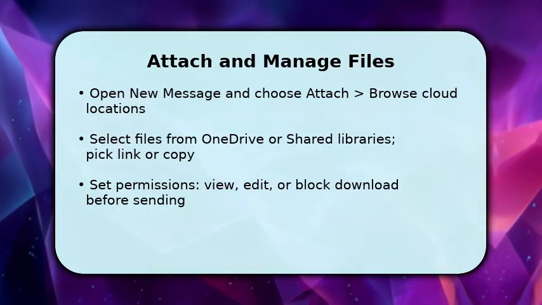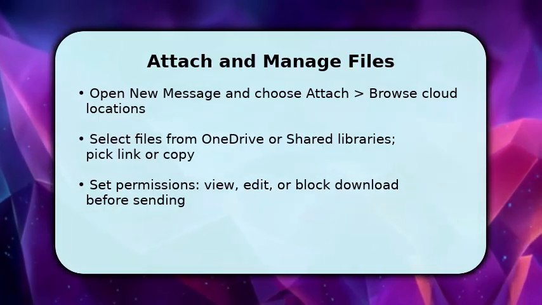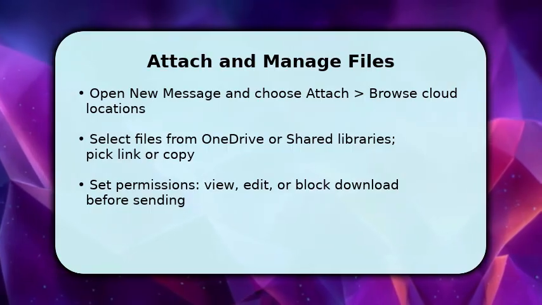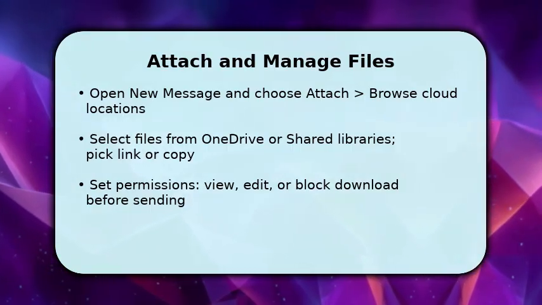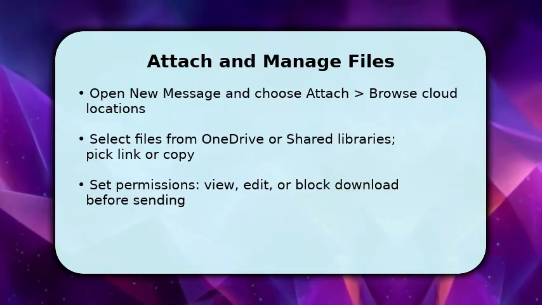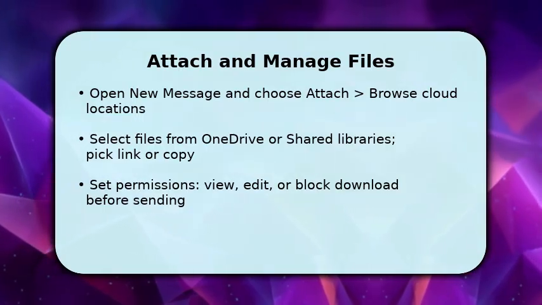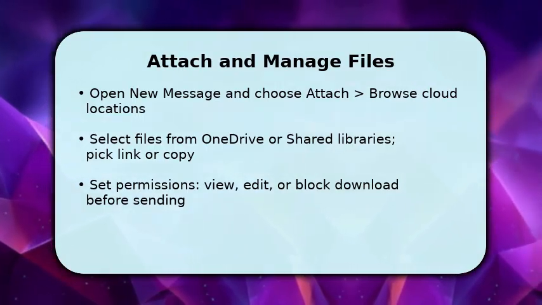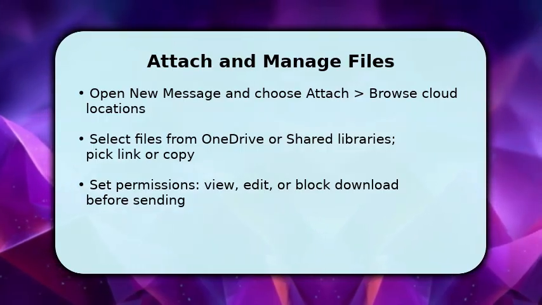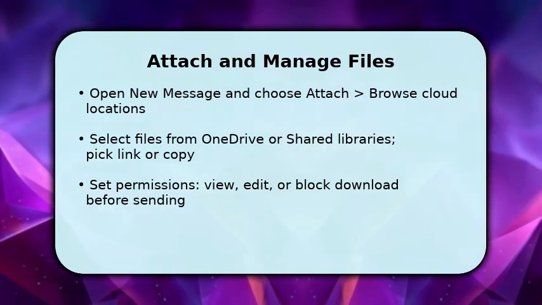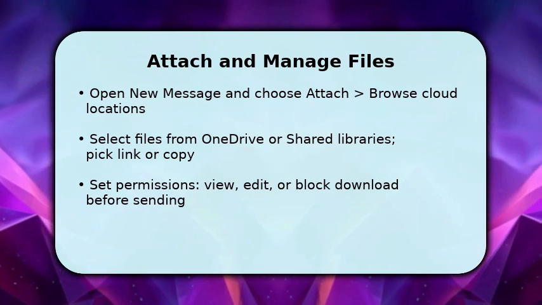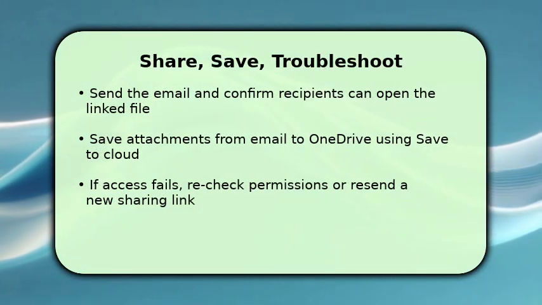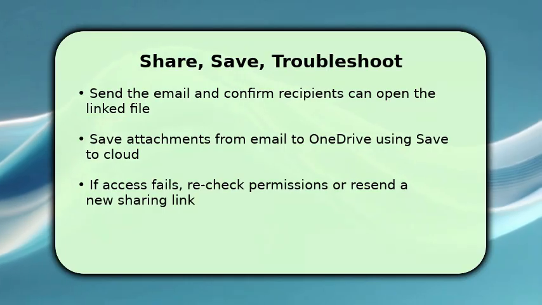Make sure to choose the correct folder, your personal OneDrive or a shared library, so recipients get expected access. After selecting, set permissions. Allow editing if collaboration is needed or restrict to view only. These choices control how recipients interact with the file. You finish by sending the message and verifying recipients can open the linked file. Ask for quick confirmation when it's important.